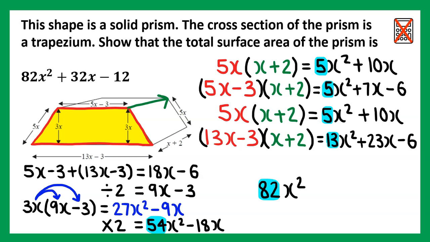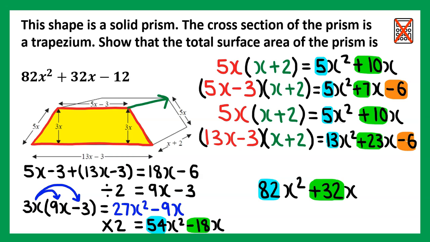Next, I have all of the coefficients of x, starting with negative 18, plus 10, plus 7, plus 10, plus 23, giving me a total of 32x. And lastly, I have some constants, negative 6, take away 6, which is negative 12, therefore showing that this is the same as the original expression which was given.